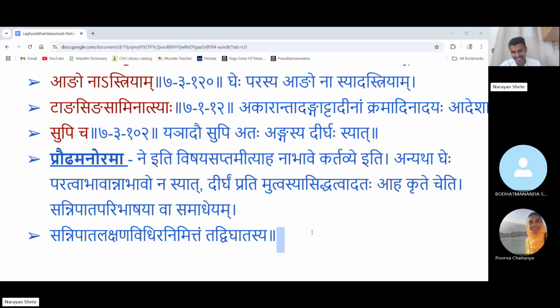In Ngeriya, the vichara comes that this dirgha adesha should not happen, because in Ngeriya the yakara adesha has come because of akaranta anga, and again if we do the supicha sutra dirgha adesha, this paribhasha will come. I see that it is given: Sannipata Lakshana Vidhira Nimittam Tadvigatasya iti paribhasha tu na iha pravartate. There that paribhasha is not applicable. Anityatva is shown there. Paribhashas are many times considered anitya, but here it is applicable. So this is that Ramaya shabda.